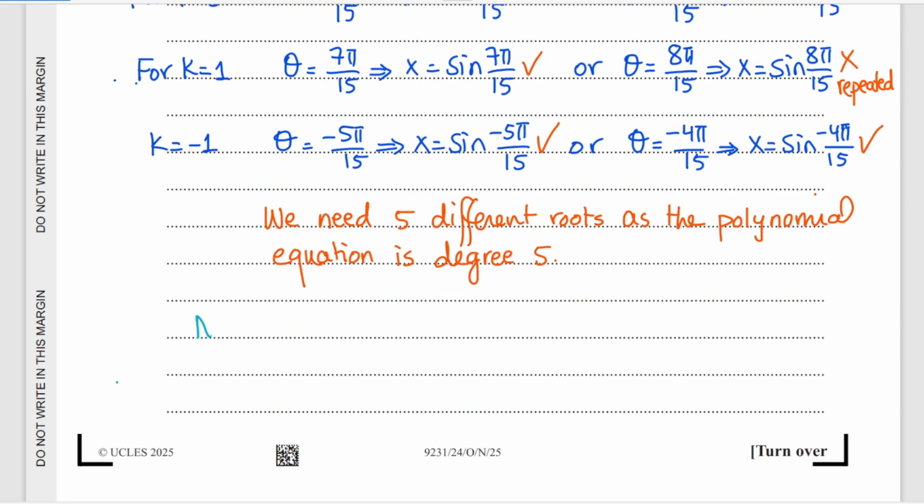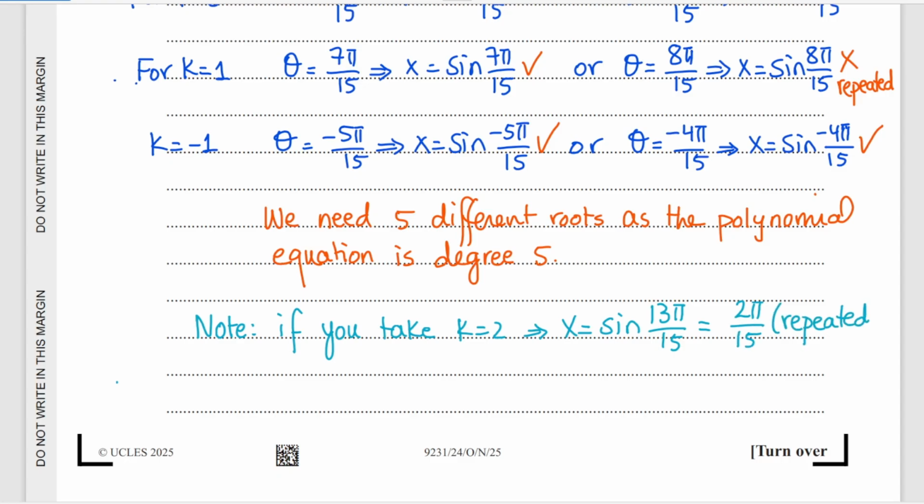Note that if you want to use k equals 2, I get x equals sine 13 pi over 15. This is the same one I got before, so it is repeated. So we can use k equals 2, but be careful about repeated roots.